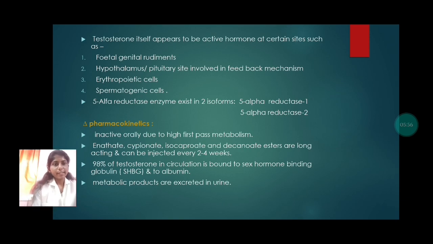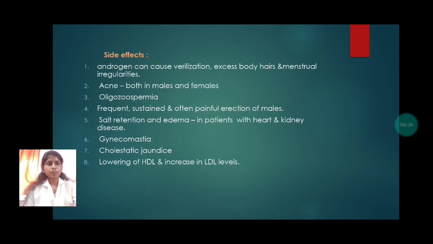The pharmacokinetics. It is inactive orally due to high first pass metabolism. The enanthate, cypionate, and isocaproate, decanoate esters are long acting and can be injected every 2 to 4 weeks. 98% of the testosterone in circulation is bound to sex hormone binding globulin, that is SHBG, and to albumin. Metabolic products are excreted in the urine.